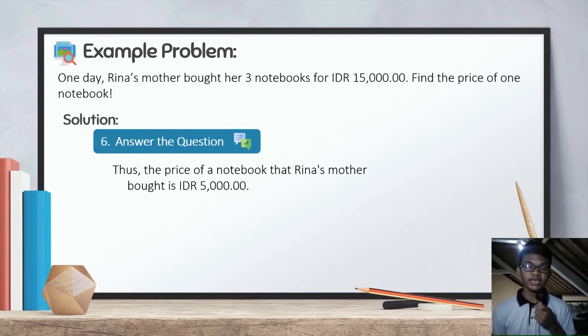That's all the strategies that can be used for solving application problems involving linear equations. And now I will give you another application problem. Let's solve it together.